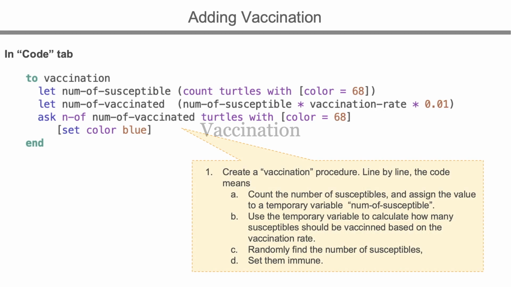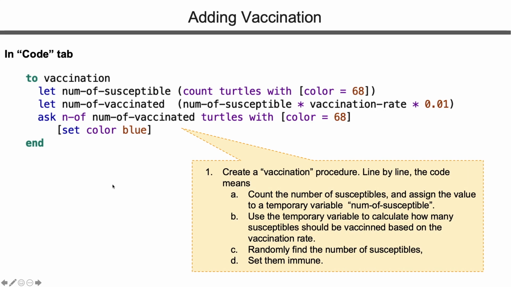The best way to control an epidemic is vaccination. But how does vaccination help control an epidemic? How many people need to be vaccinated? Let's add this factor into the simulation. We will create a vaccination procedure.